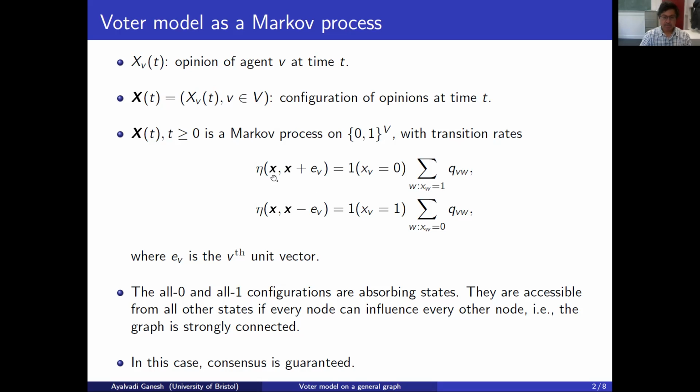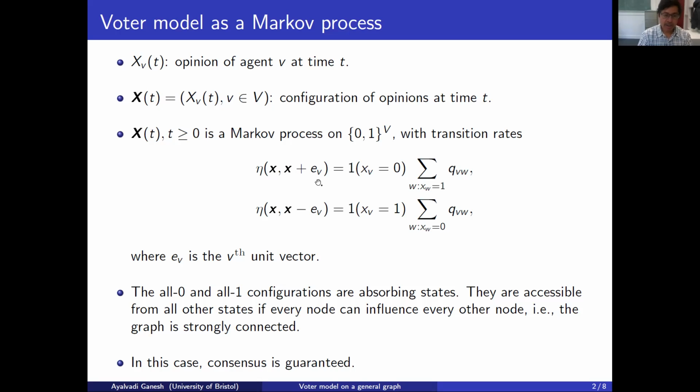And the rate of going from x to x plus e_v, where e_v is the vth unit vector. It's a 1 in the vth position and zeros everywhere else. So this says that the vth coordinate of x increases by 1 and all other coordinates stay the same. So what's the probability this can happen in a small time interval delta? What needs to happen for this change to occur?